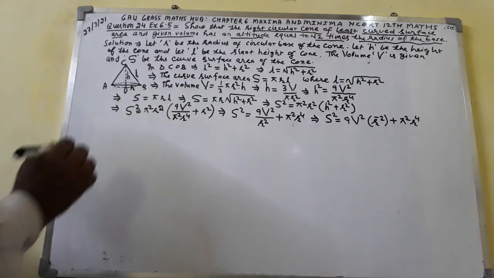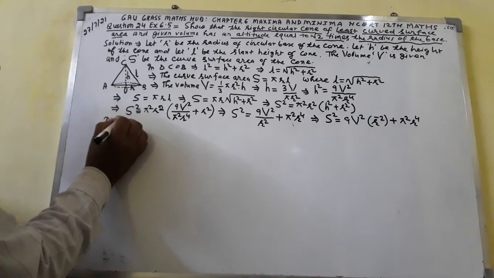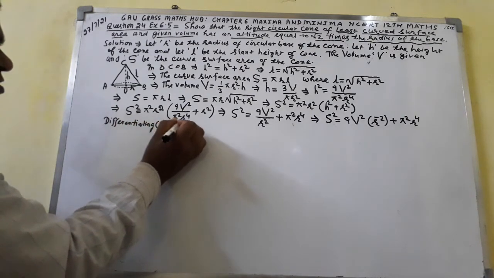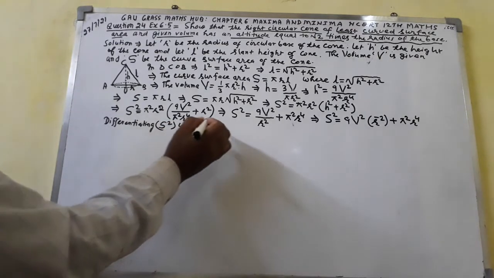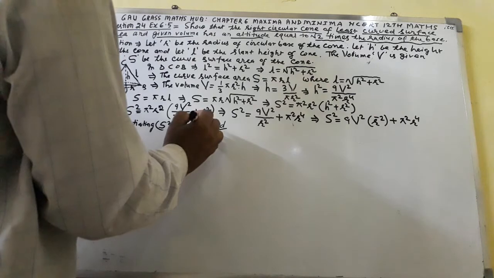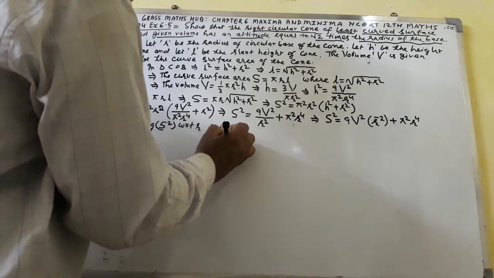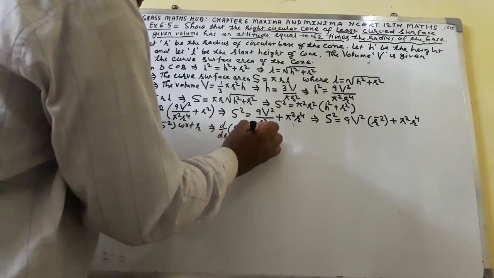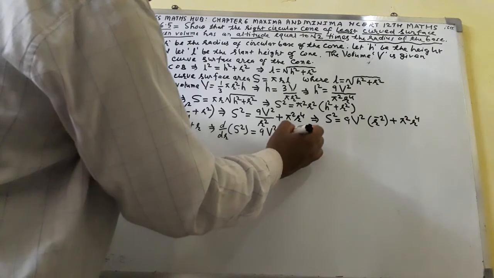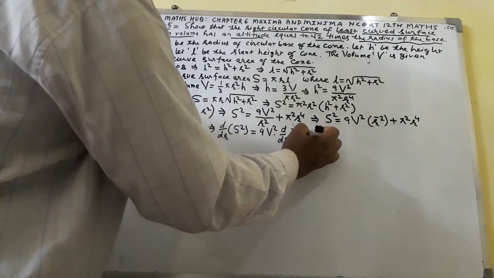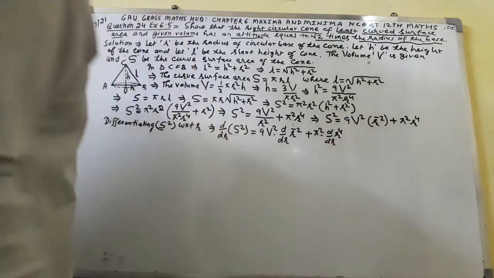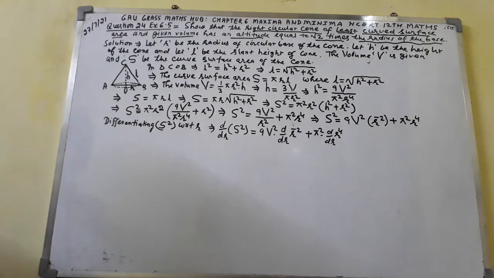Now again I shall write, differentiating S square with respect to R, d over dr of S square equal to 9V square dot d over dr R raised to the power minus 2 plus pi square dot d over dr R raised to the power 4. This thing I shall write.